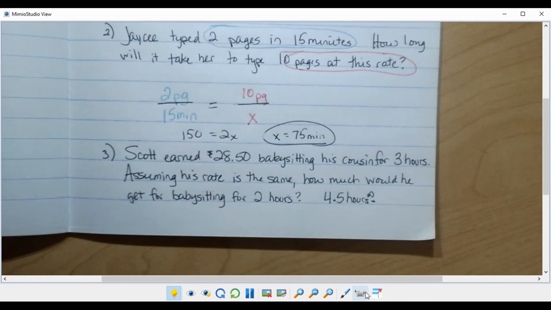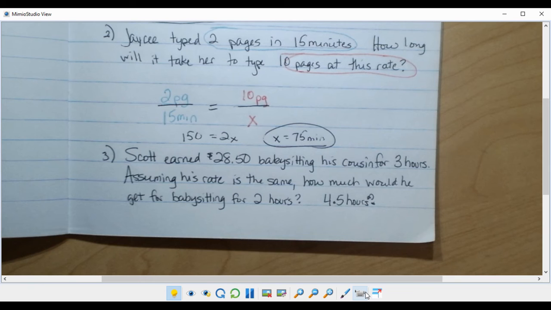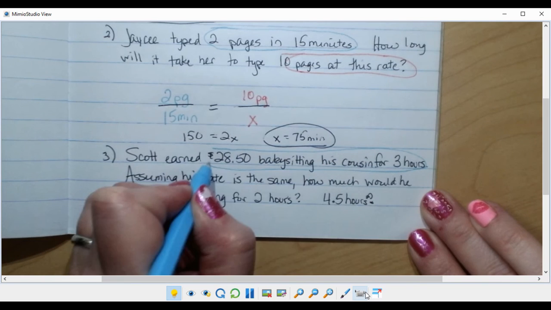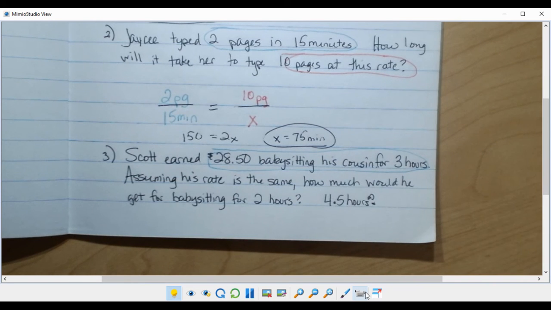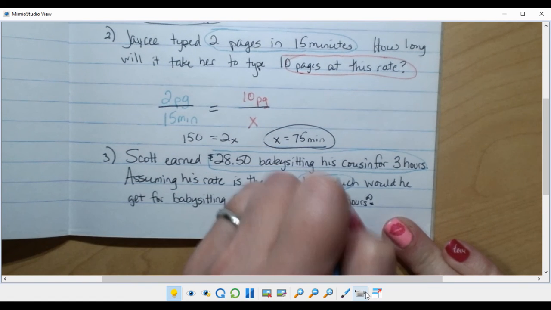All right, this last one is actually 2 proportions snuck together, right? Because there's 2 question marks. So let's see, Scott earned $28.50 babysitting his cousin for 3 hours. So $28.50 for 3 hours. Assuming his rate is the same, how much would he get for 2 hours? I don't know how much for 2 hours.